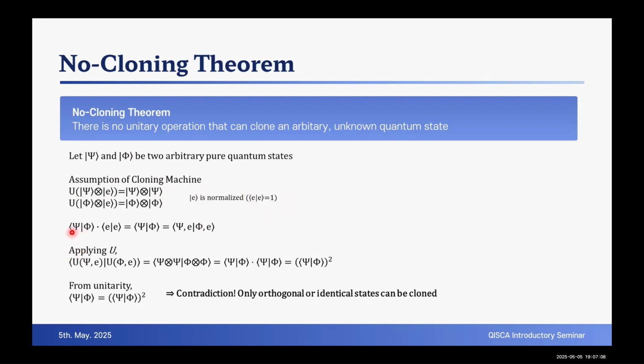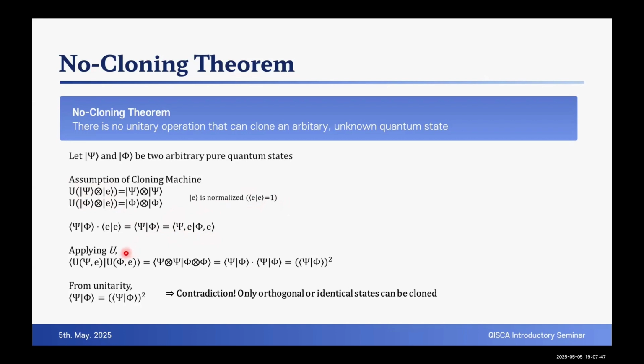If we take the inner product of |ψ⟩ and |φ⟩ and the inner product of |e⟩ with itself, it should change into ⟨ψ|φ⟩ because |e⟩ is normalized and its inner product is 1. And it can also be written as ⟨ψ|⊗⟨e| and |φ⟩⊗|e⟩. So this is the same expression as this one.